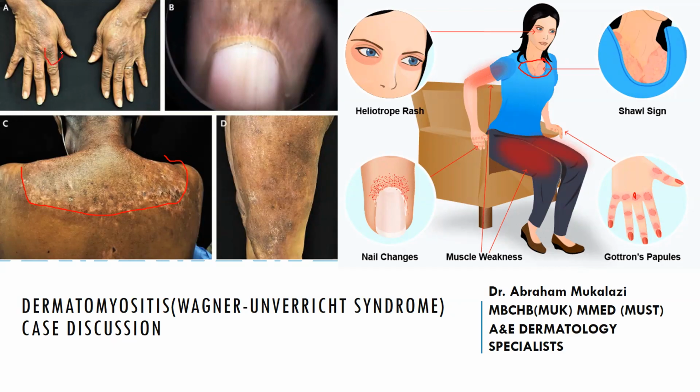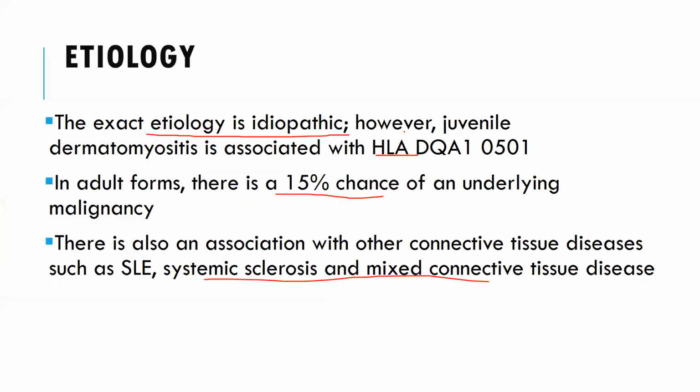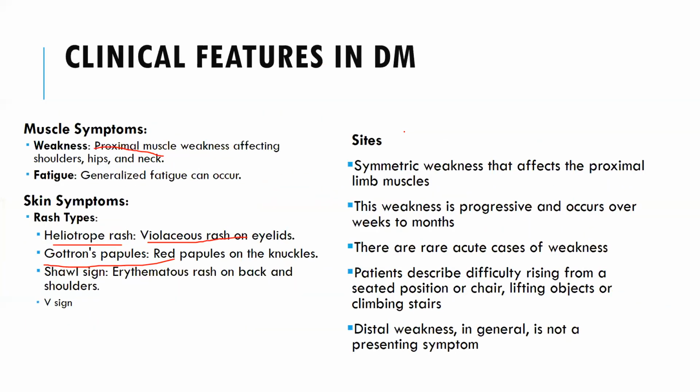If you can see now where my cursor is in figure A. So we usually also have a ragged cuticle, which is usually around here. And then also in this picture, we see the heliotrope sign, which is usually periorbital swelling and discoloration.